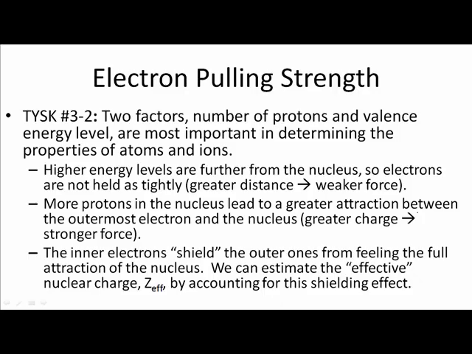All right, so to summarize that, we have two factors to consider: number of protons and valence energy level. And just based on knowing that, we were able to reason out why electrons would be more attracted to one atom than another. Higher energy levels are further from the nucleus, so electrons are not held as tightly. Greater distances, weaker force. More protons in the nucleus lead to a greater attraction. And the inner electrons shield the outer ones, so really we have to consider the effective nuclear charge.